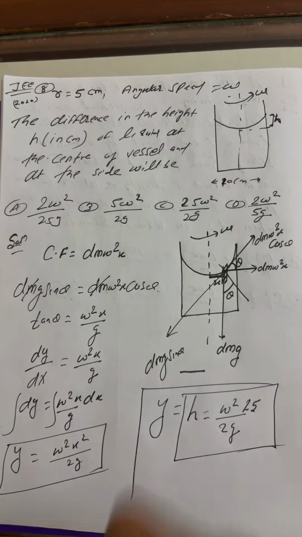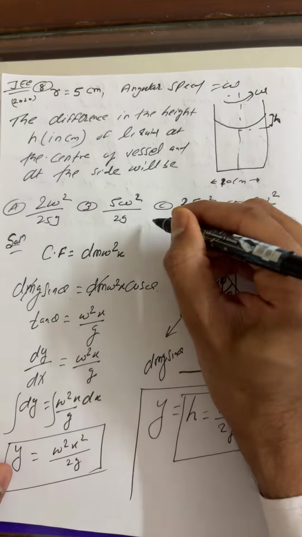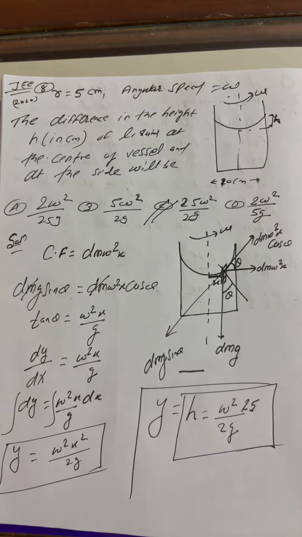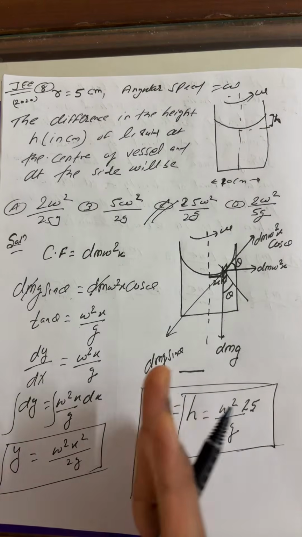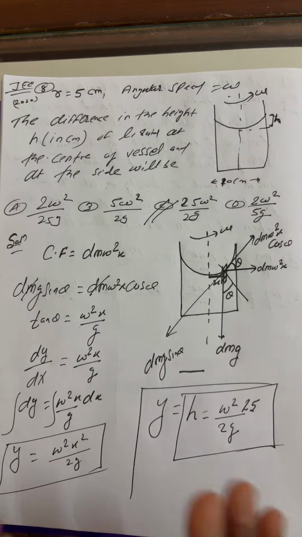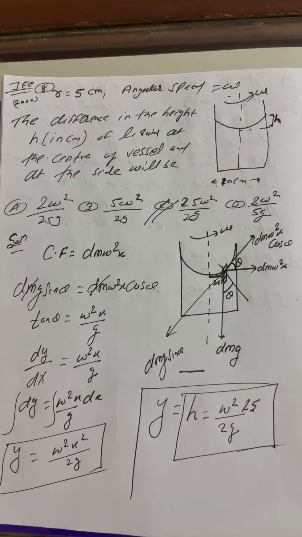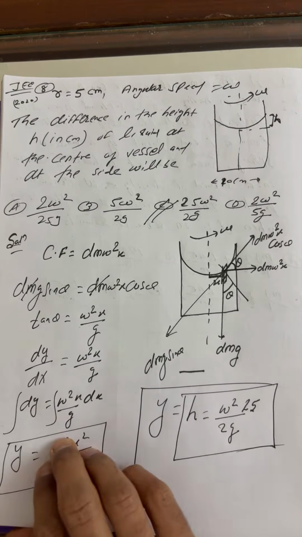Okay, very good. Option C is correct. I solved this question because some students were staying in the live session. There is a very high probability that this question will come tomorrow. Good.